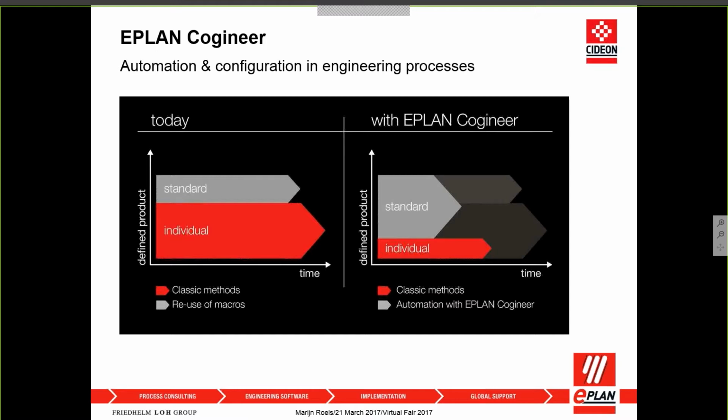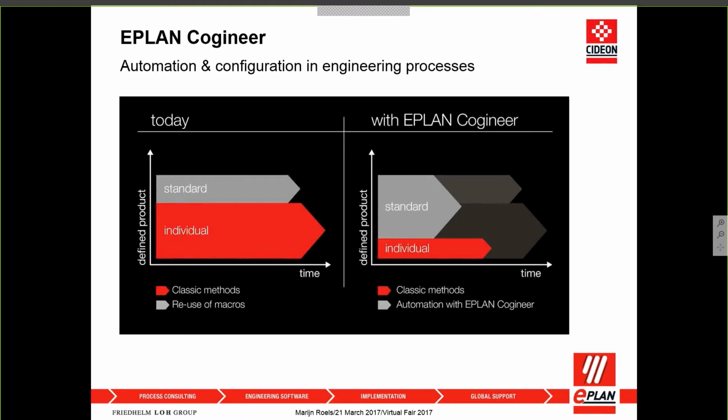It's not really in an intelligent way. So the reuse of macros, of building blocks, is not that high. Each time we lose a lot of time making sure we have the right data and the right components. With EPLAN Cogineer, we will show you today that this is much easier. It will be much more efficient to reuse your classical data, your standard solutions, your approved solutions.